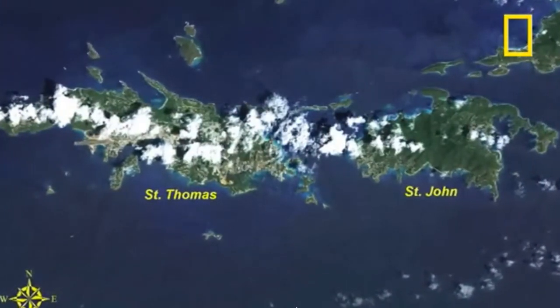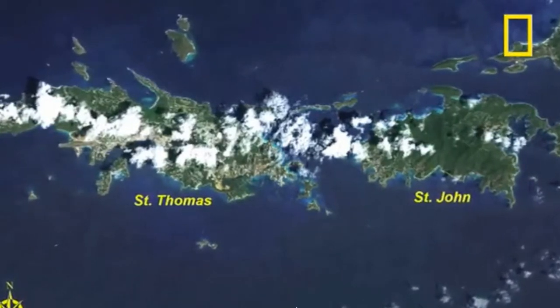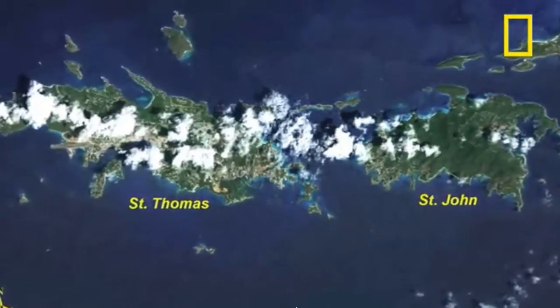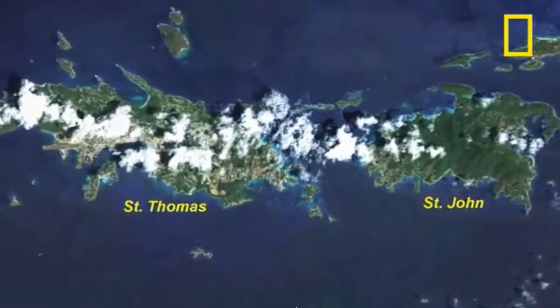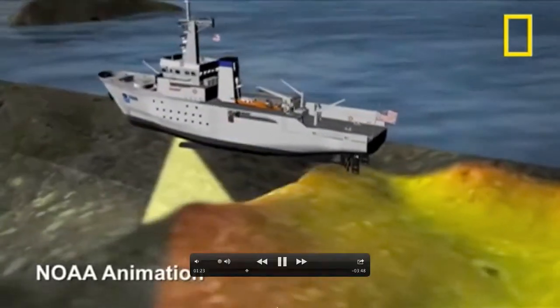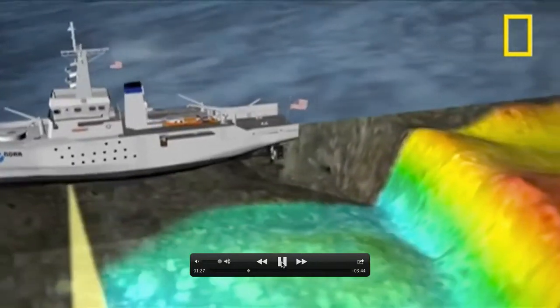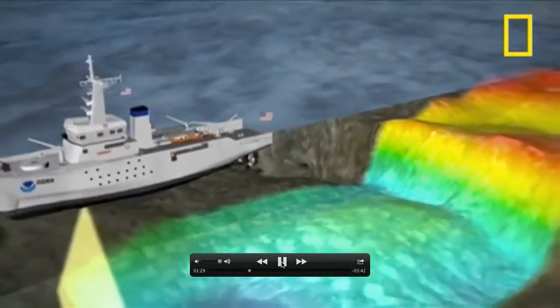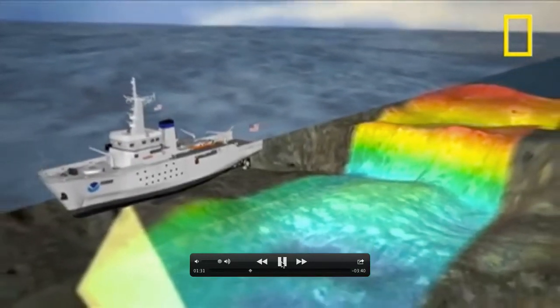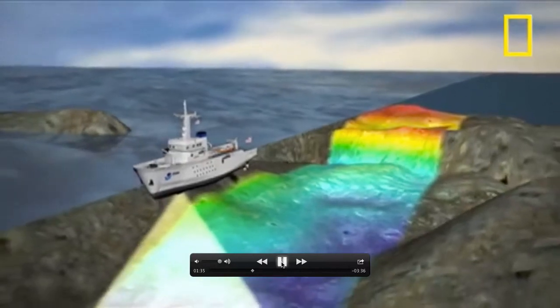The waters off the coasts of St. Thomas and St. John have important habitat, including coral reefs. The waters have protected areas as well as areas where commercial fishing is allowed. Each year, the NOAA ship Nancy Foster zigzags through the water, using sonar to scan the seabed. The ship emits more than 3,500 pings per second in a wide fan, creating an image as if painting strips of data across the seafloor.